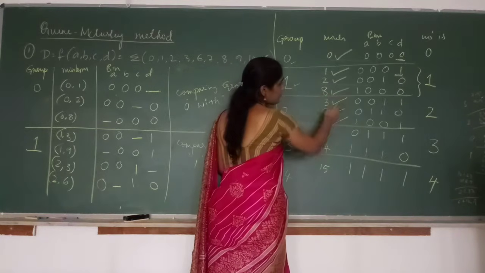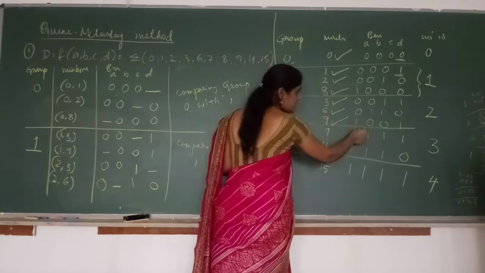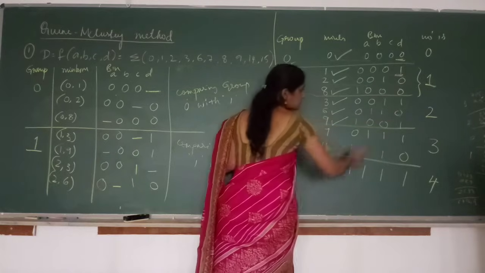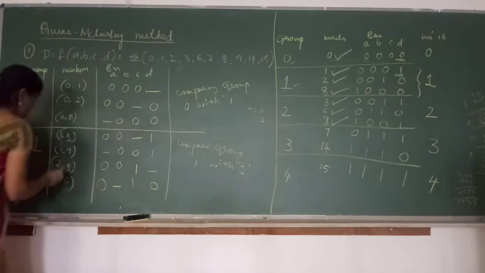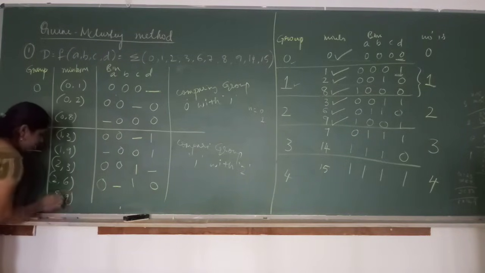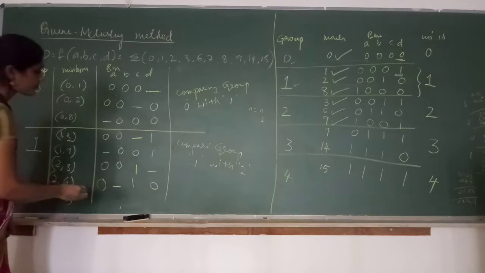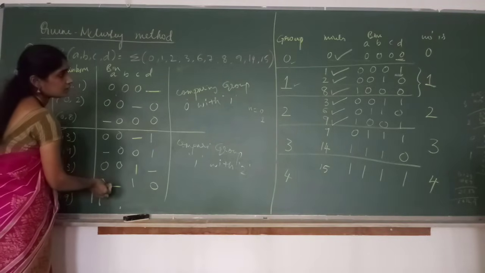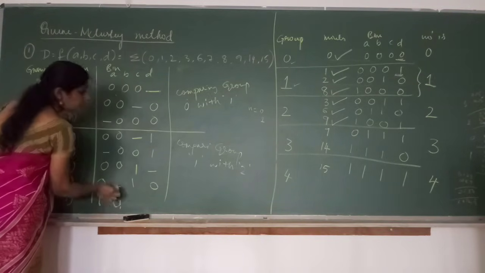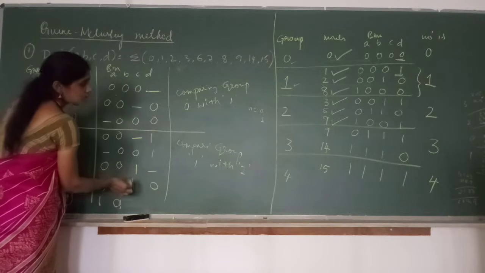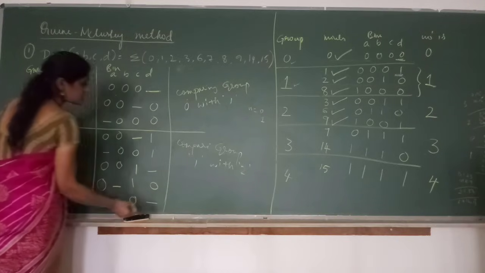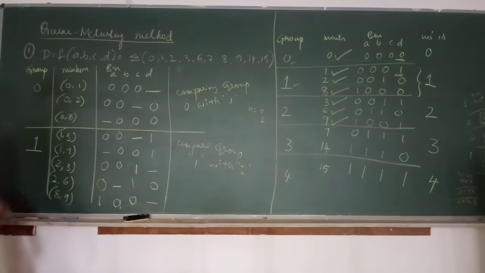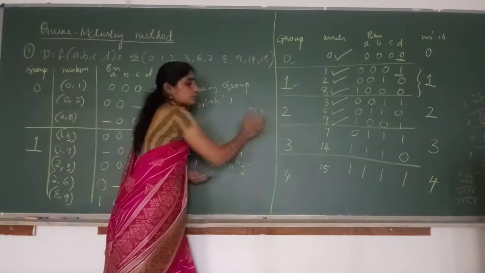Compare 8 with 9. A is same, B is same, C is same, only D is different. So can we group 8 and 9? Only D is different here. So I can group 8 and 9. So if you group 8 and 9, what is the equation you get? A is same, B is 0, C is 0, D is different, so D is dash. So these are the min terms, these are the groupings that I have got when I group 1 and 2.